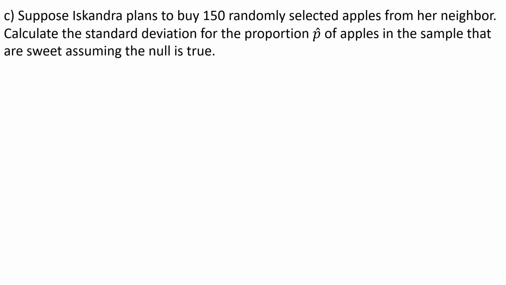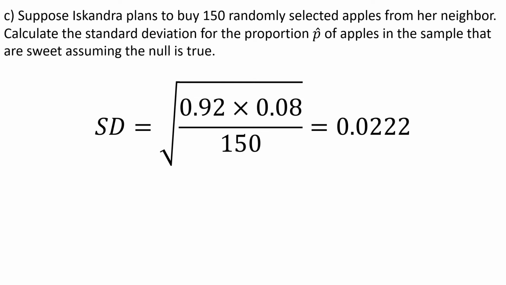So suppose Iskandra plans to take a bigger sample. She's going to take 150 randomly selected apples from her neighbor. What is the standard deviation for p hat? So assuming the null is true, the standard deviation for p hat is just 0.92 times 1 minus 0.92 divided by the sample size and then take a square root. Turns out to be 0.0222.